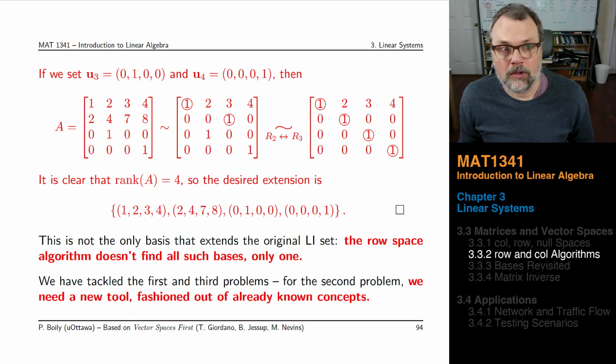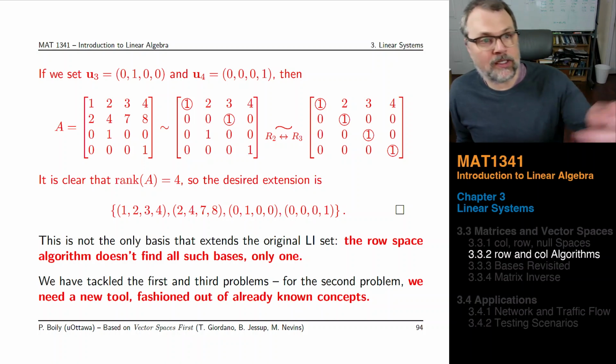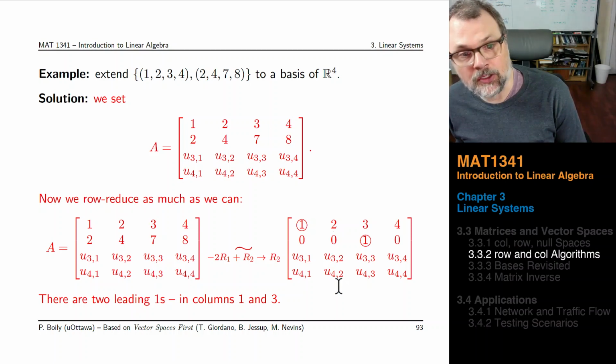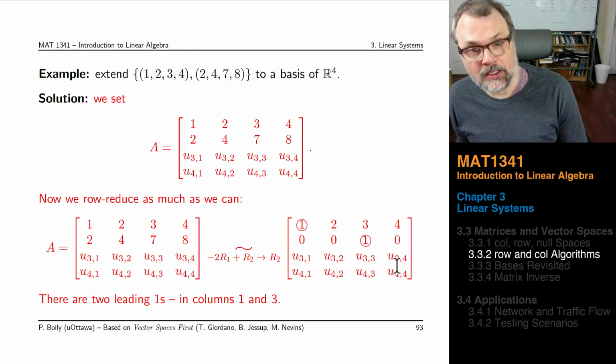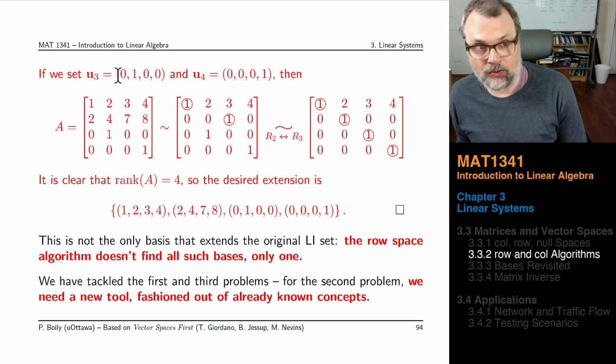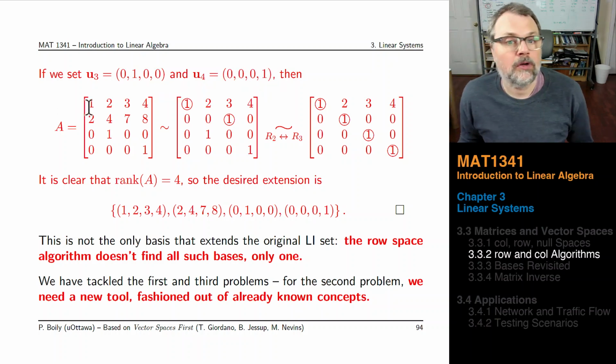So I'm picking 2 other vectors, U3 and U4, and basically what I want is a vector from the standard basis that has a 1 in the position or positions that are not columns with leading 1. So I want a vector with a 1 in the second position and a vector with a 1 in the fourth position. Well, the natural things would be these ones. Sure enough, 1, 2, 3, 4, 2, 4, 7, 8, 0, 1, 0, 0, and 0, 0, 0, 1.